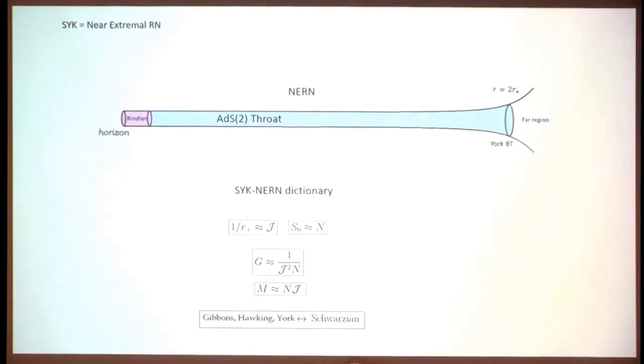And if you know the radius of the horizon, you can compute its area. If you know the entropy, you can compute the Newton constant. And the Newton constant, I'm talking about the 4-dimensional Newton constant now, G is 1 over J squared N. And the mass of the black hole, the ordinary mass of the black hole, is N times J. And finally, the York-Gibbons-Hawking action associated with the boundary is just the Schwarzian action that we've become familiar with in recent times.